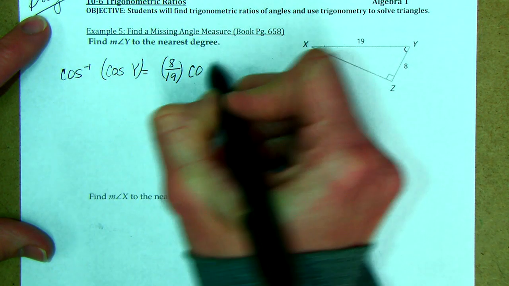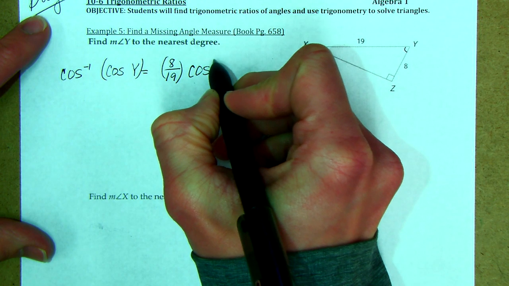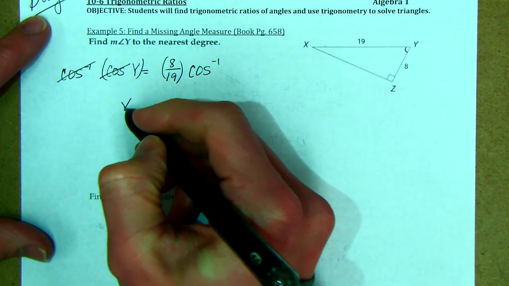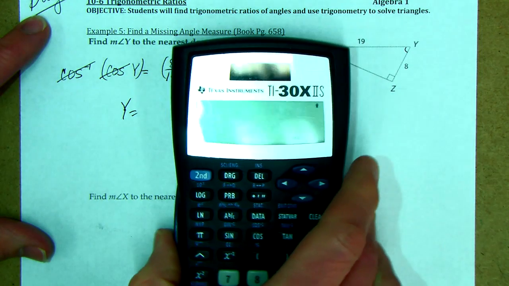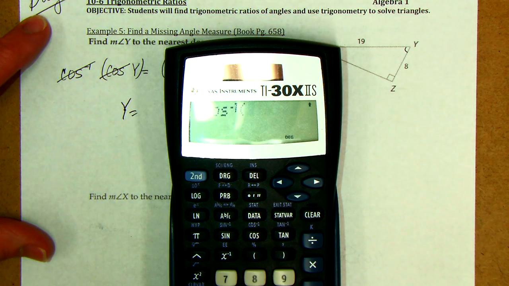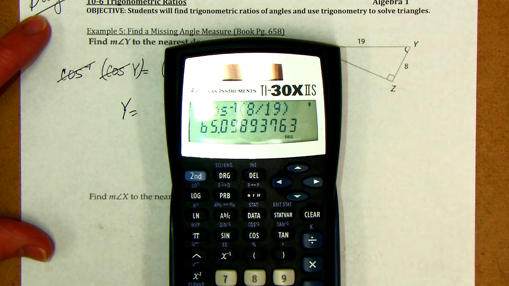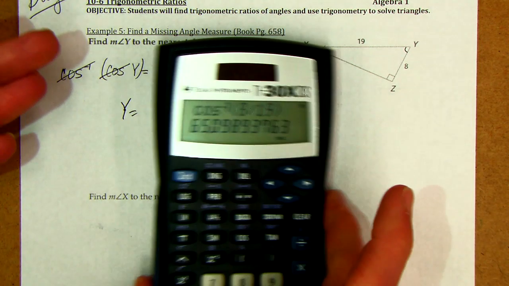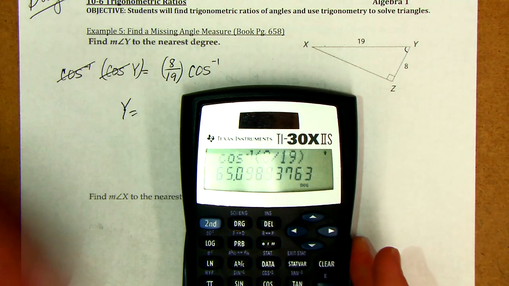So y equals, and here's how that looks. We go ahead and hit the second button, cosine of 8 over 19. I put that ratio in there. And there you get 65.1 if I'm rounding to the nearest tenth. Or actually to the nearest degree, so 65 degrees. Approximately 65 degrees.